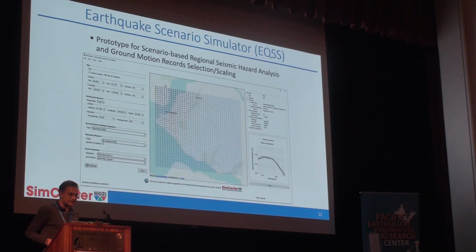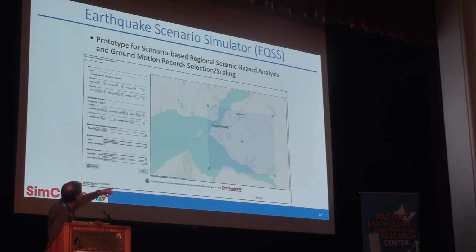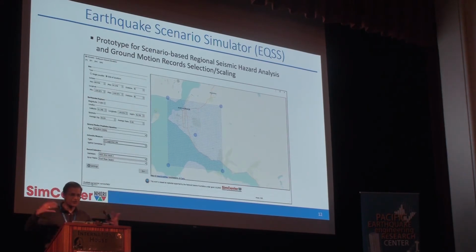But this is a mock-up that's been done. It allows you to select a site. So he's going to select here Anchorage. It'll bring up Anchorage over here on the side. And then you can scale the region that you're looking for. So you can move the map around. You can grab the corner here. You can drag it and decide where you want to do your earthquake simulation.